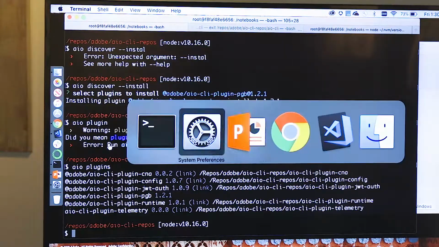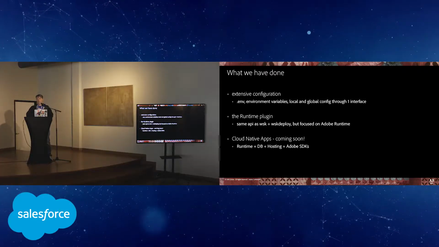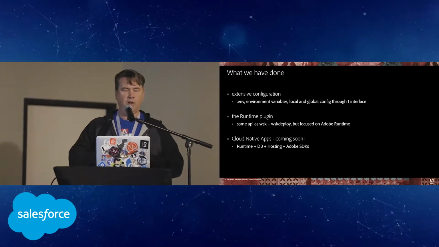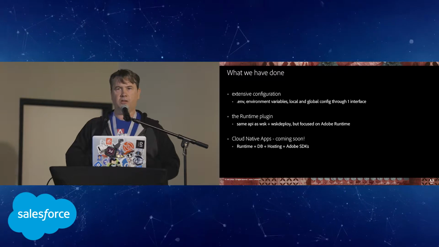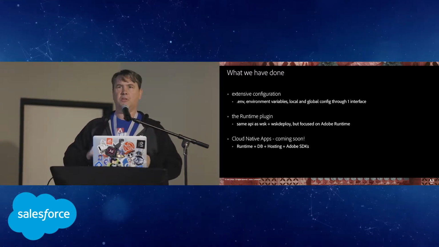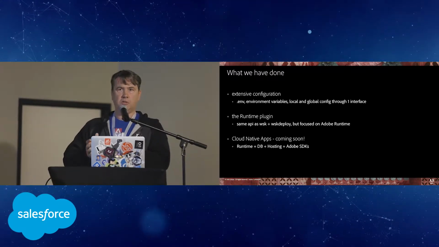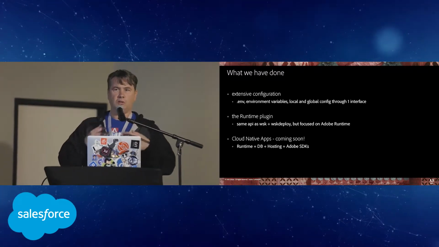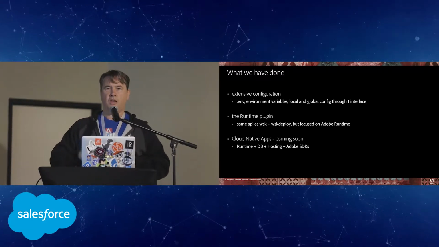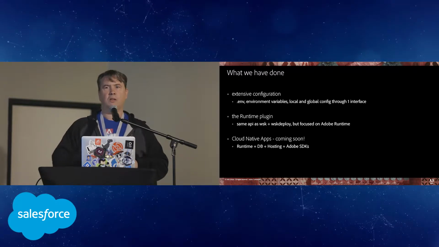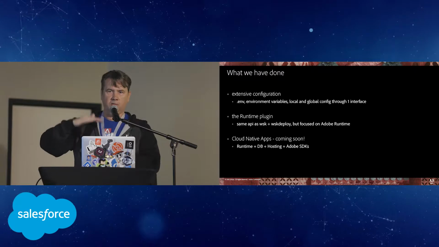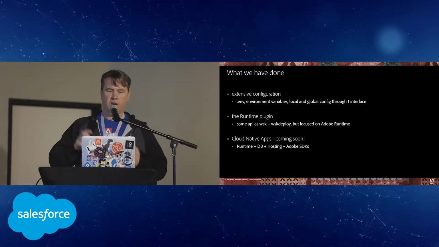Let me just jump back to slides here. Okay, so some of the things that we've done that are sort of big. We have an extensive configuration that we use. And this encompasses environment variables, local environment variables stored in a file that's .aio, as well as a global config. So all of these values get pushed together into one configuration that any plugin can actually ask for.